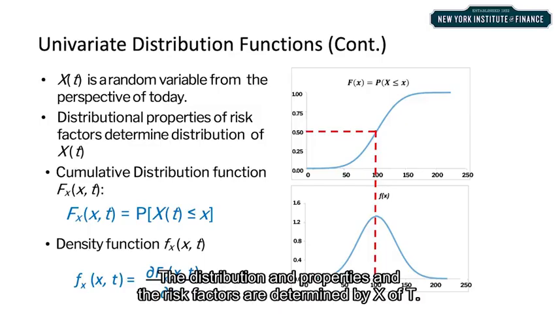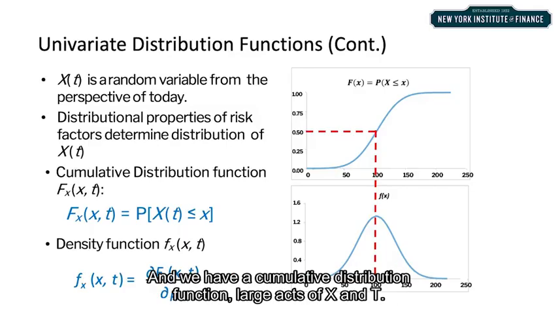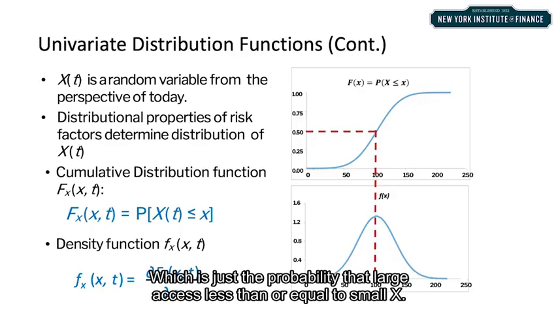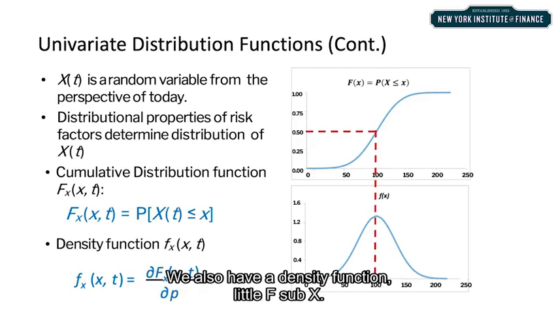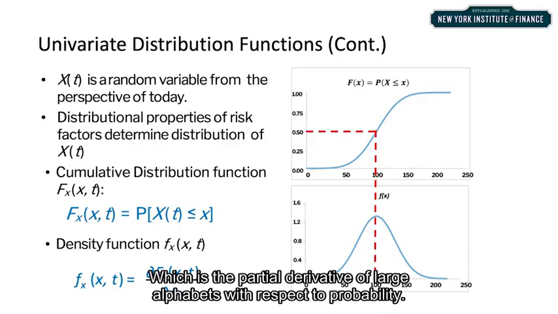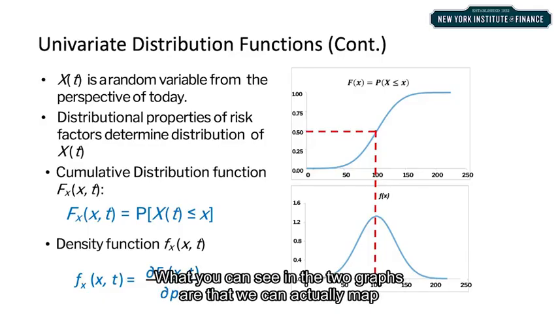The distribution and properties and the risk factors are determined by X of t, and we have a cumulative distribution function, large F sub X of X and t, which is just the probability that large X is less than or equal to small x. We also have a density function, little f sub x, which is the partial derivative of large F of x with respect to probability.